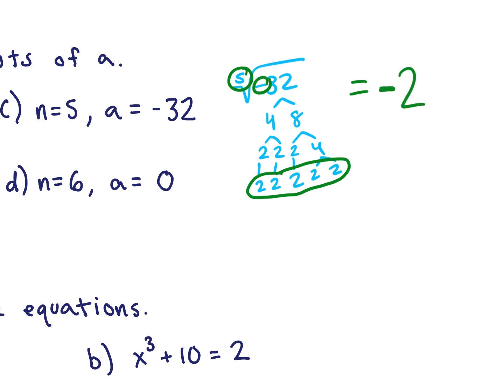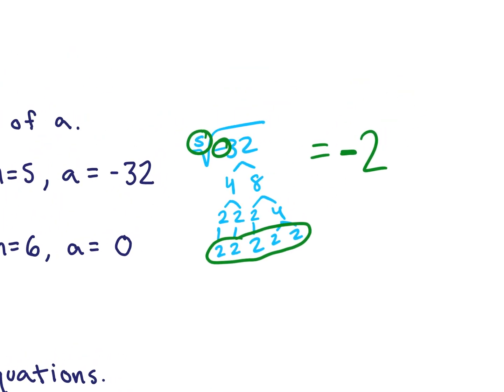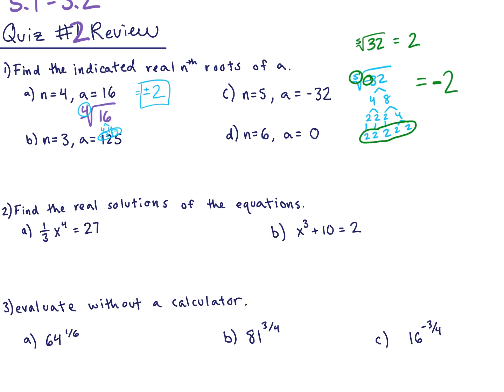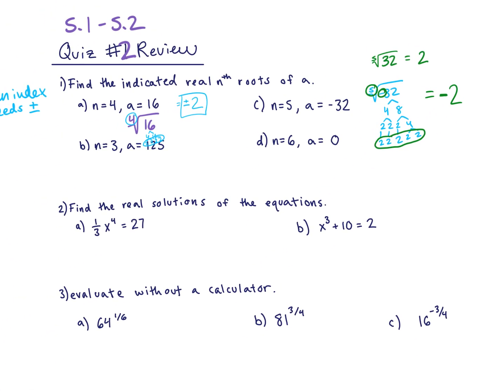Just negative 2. Because when it's an odd index, you don't put the plus or minus, but because it's negative on the inside, our answer has to be negative. If it was even, then you'd put the plus or minus. So the 5th root of negative 32 we said was negative 2, but if we had the 5th root of just 32, that would be just 2. Any questions there?